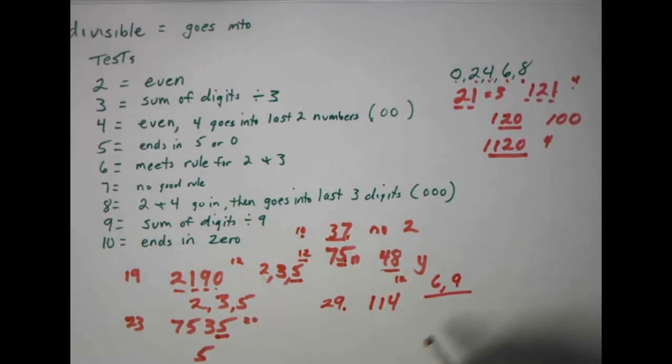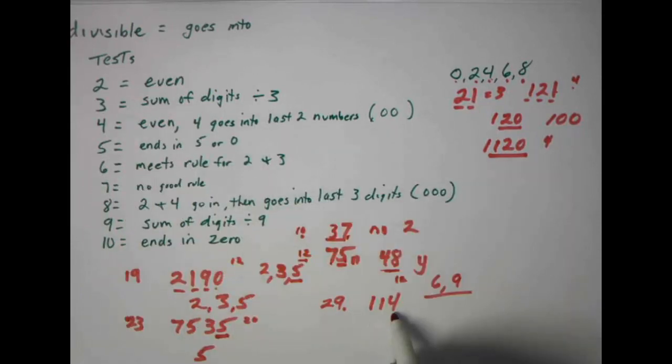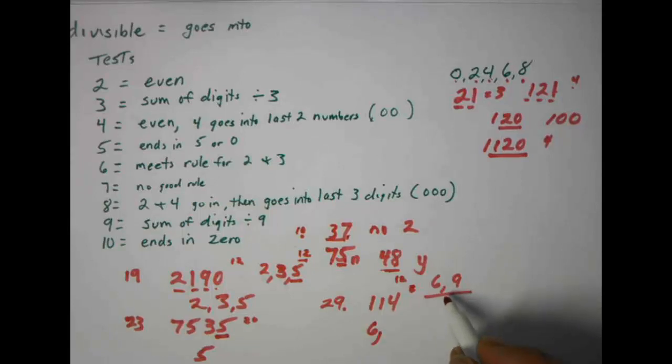All right, so first off, the rule for 6 says it has to meet the rules for 2 and 3. So is it even? Yes, so we keep going. Sum of the digits, 1, 1, and 4 gives me 6. 3 goes into 6, therefore 3 goes in. It was even, therefore 6 went into our problem. 9, sum of the digits, divisible by 9. Well, they only added up to 6, so 9 won't go into it. So 6 is the only one of those two numbers that will go in evenly into 114.